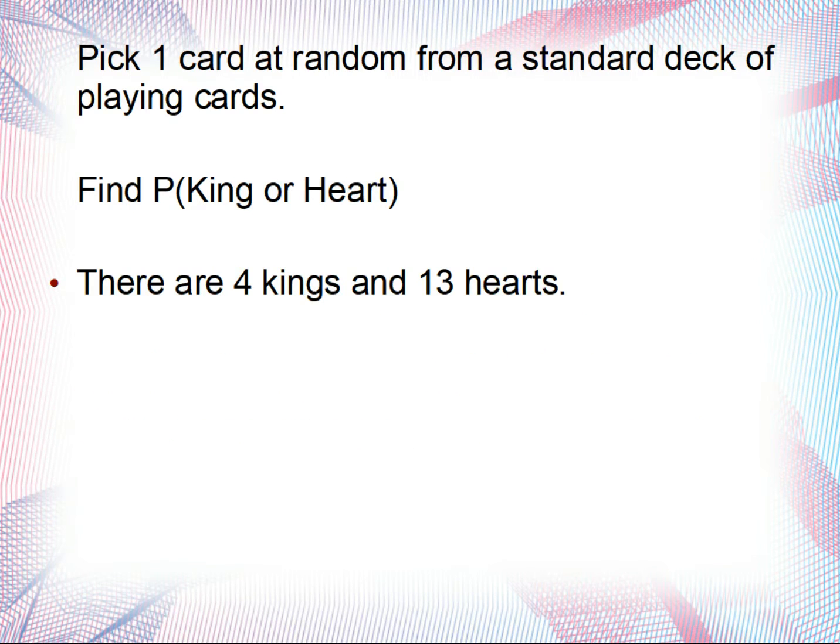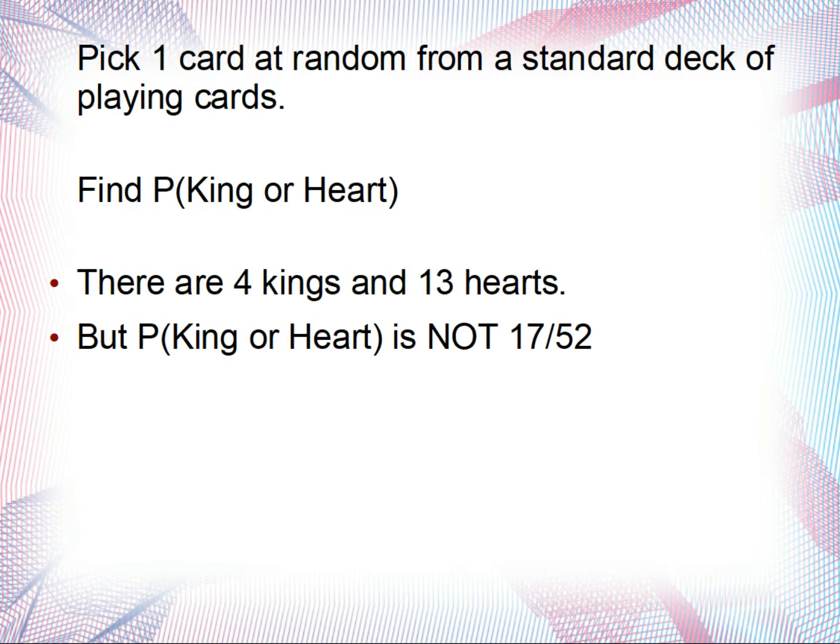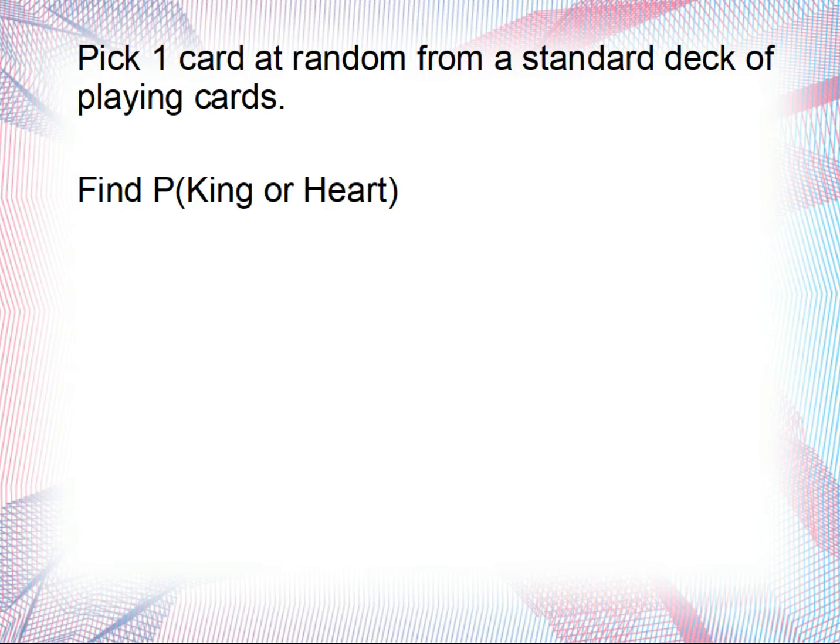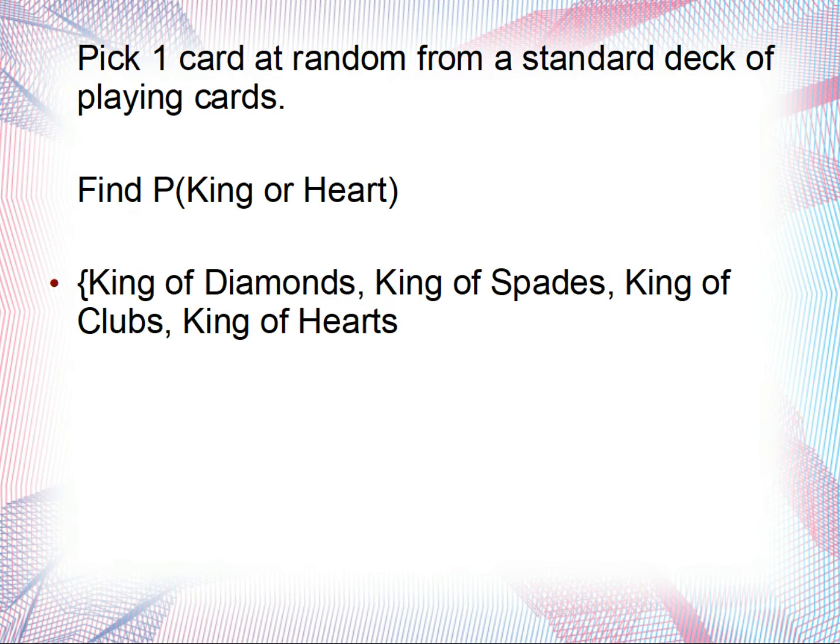So there are 4 kings and there are 13 hearts. But the probability of getting a king or a heart is not 17 out of 52. So let's look at the cards that we want and we'll see why. So let's list all of the cards that we could possibly want. First, I'll list all the kings. We have the king of diamonds, the king of spades, the king of clubs, and the king of hearts.